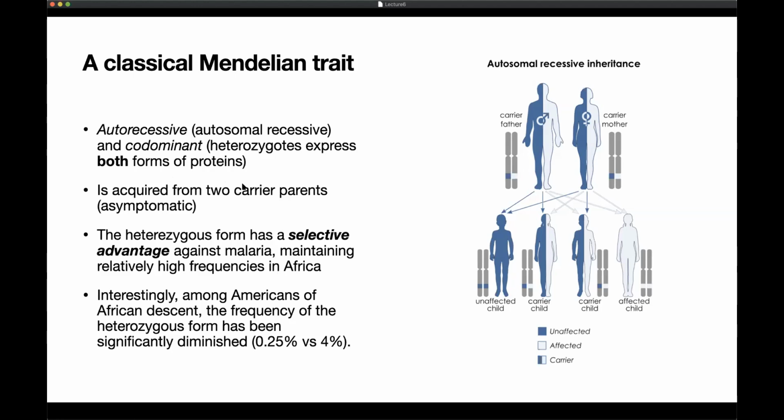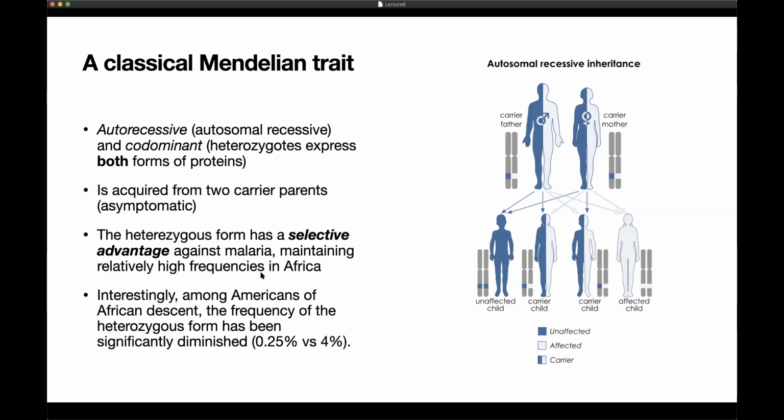It is acquired from two carrier parents who are asymptomatic. Obviously, if you have a symptomatic parent, that's a different pattern of inheritance, but here it's shown in case neither parent is symptomatic. And the heterozygous form has a selective advantage against malaria because the parasite is not able to replicate as efficiently, which means that to this day, it maintains relatively high frequency in Africa, where malaria in some areas is endemic.